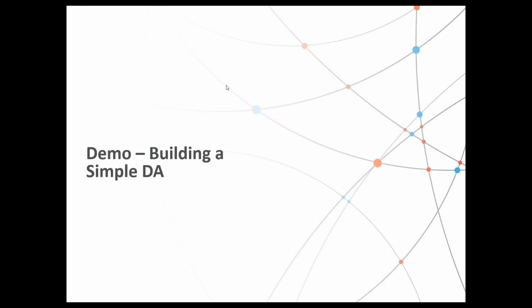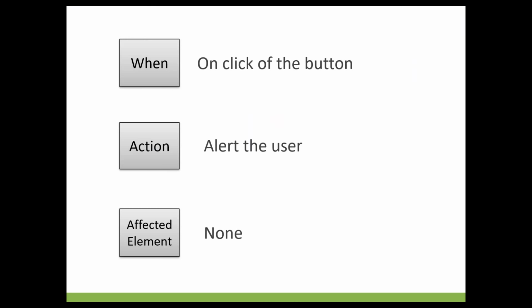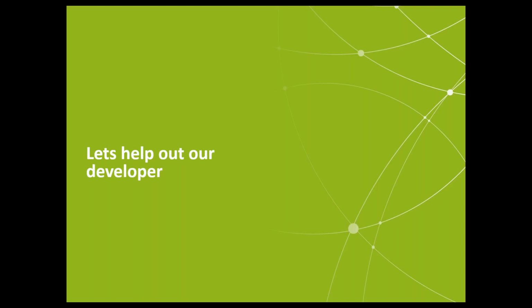So to review, the when of our action was on click of our button, our alert button. The action itself was to alert the user, and the affected element, there wasn't one. We didn't have to do that for our simple example. Easy, right? So let's help out our developer. Now that we know the basics of dynamic actions, I think we can try to tackle the requirements that George, our developer, received and see if we can help him out.